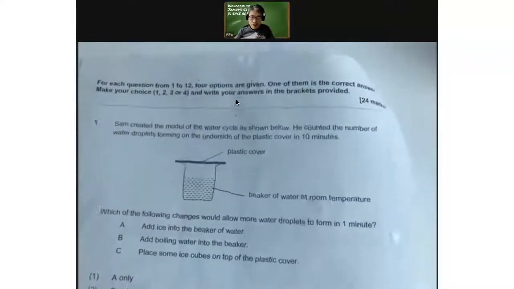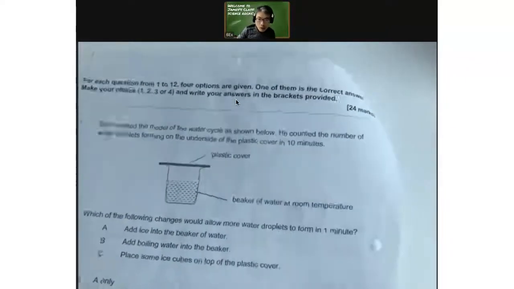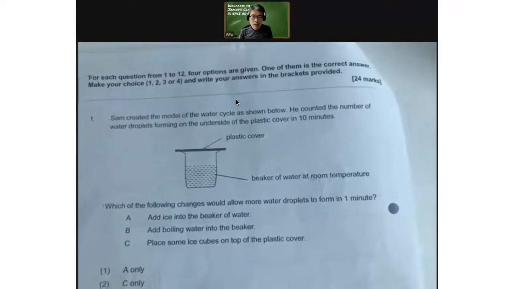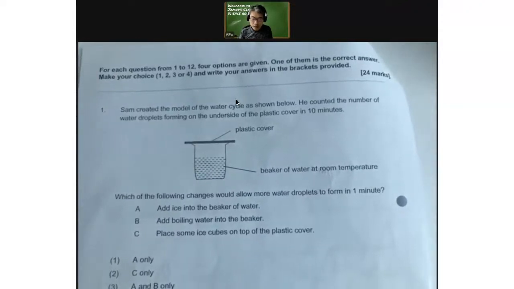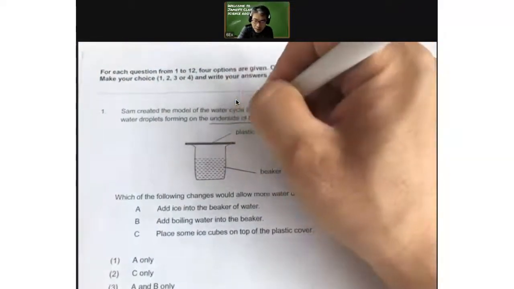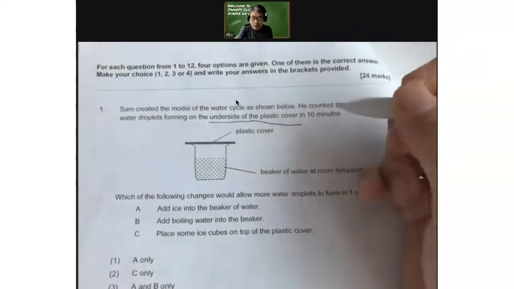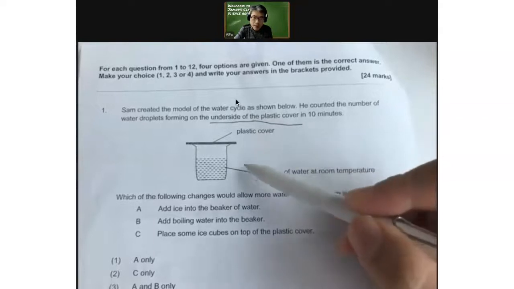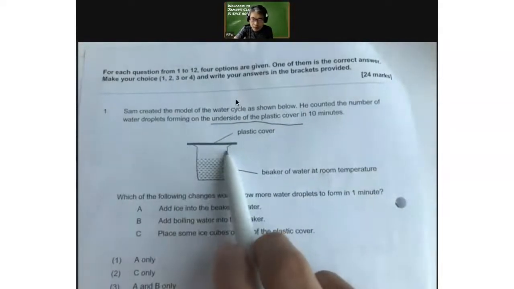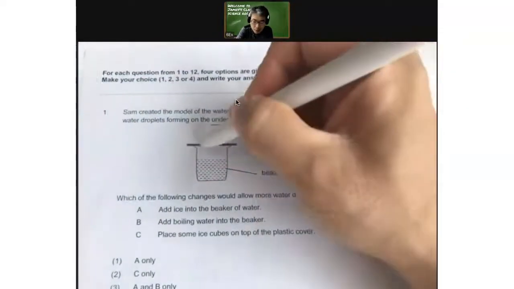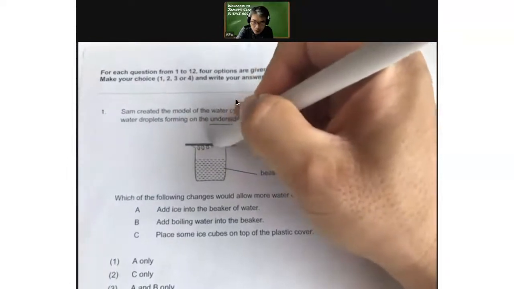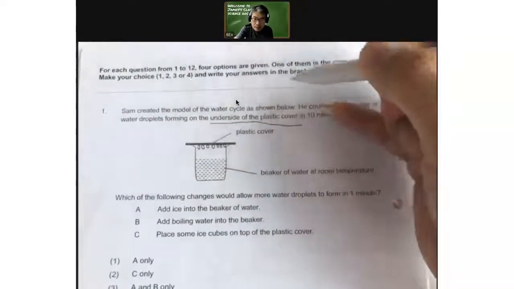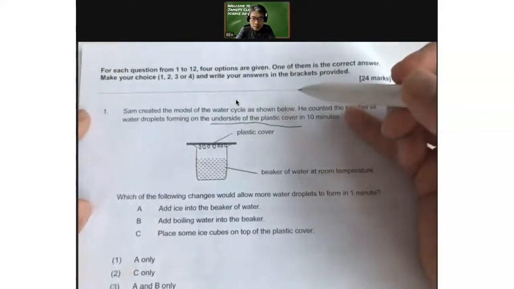Now this first question is a revision of your water cycle question. Sam created the model of the water cycle as shown below. He counted the number of water droplets forming on the underside of the plastic cover, underline this. So underside refers to this. You need to understand not just the words, but also the diagram here. This is the plastic cover they're talking about, and the underside will be here. So there were water droplets that form on the underside. Please draw this in.